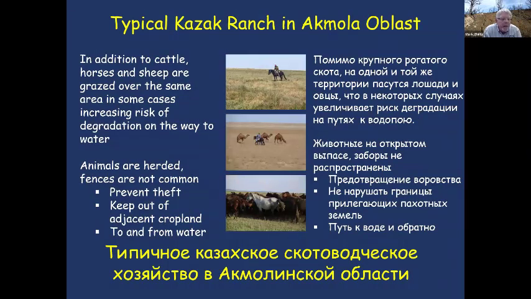So we also saw very common that there were mixed herds of cattle, sheep, and horses grazing the same area at the same time. This can increase a risk of degradation on the way to the water sources. Animals are herded. As we mentioned, this helps prevent theft, can keep them out of cropland, and then it can help move the animals to and from water in a timely manner.